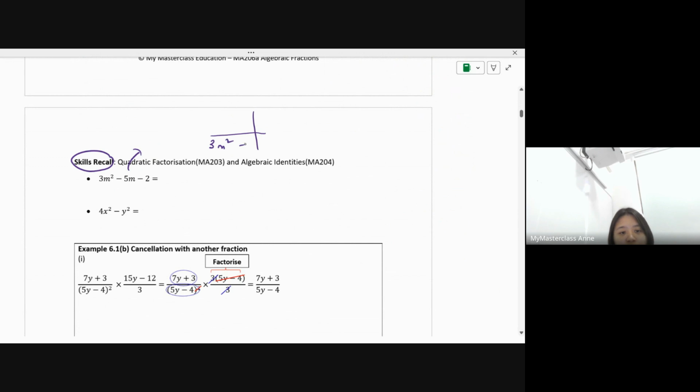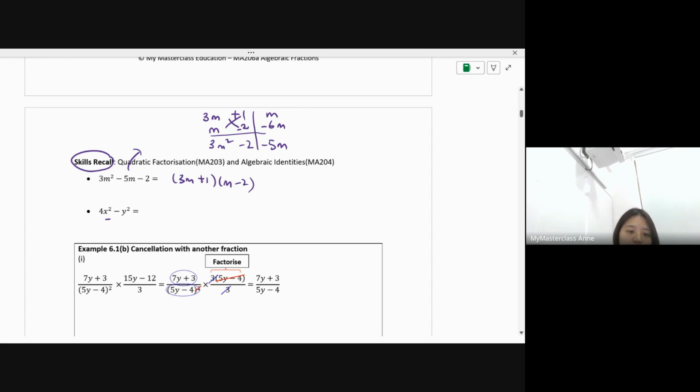3m squared minus 5m minus 2. This is my cross multiplication. 3m and m. To get a 2, I can get a 2 times 1. 3m times 2, I get 6m. If I want them to combine to become negative 5m, I need a negative 6, so this is negative 2. So eventually I should get 3m plus 1 times m minus 2. So this is my factorized form.